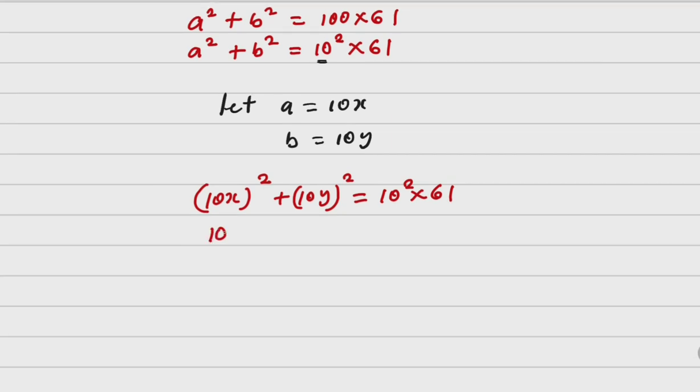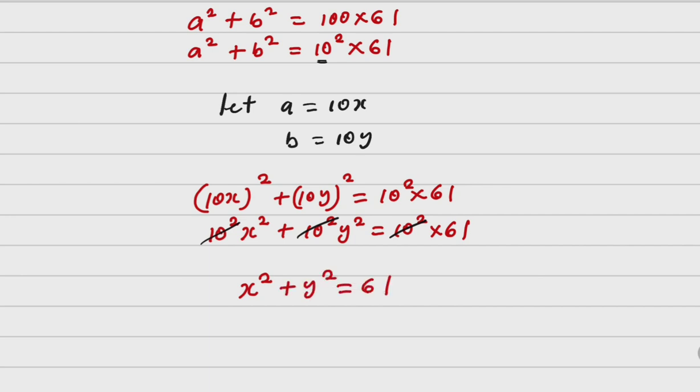Now this is going to be 10 squared x squared plus 10 squared y squared is equals to 10 squared times 61. Now, if you divide through by 10 squared, you're going to find out that these will all cancel out. So what I'm going to have is x squared plus y squared is equals to 61.